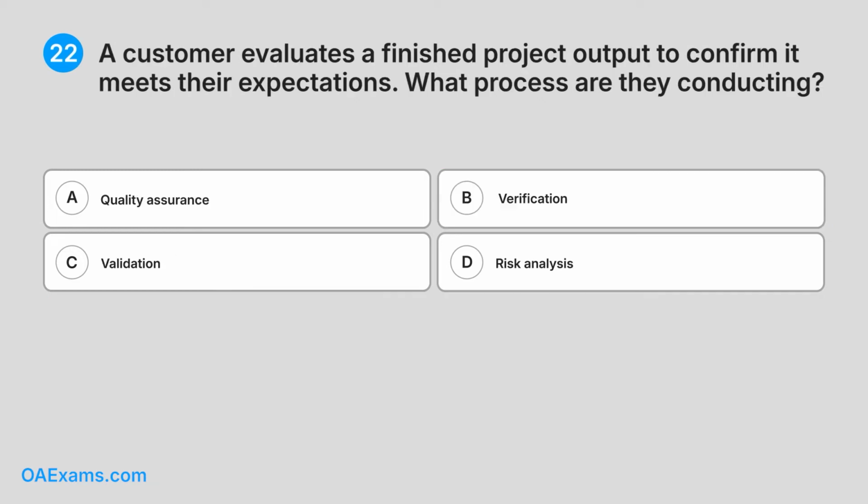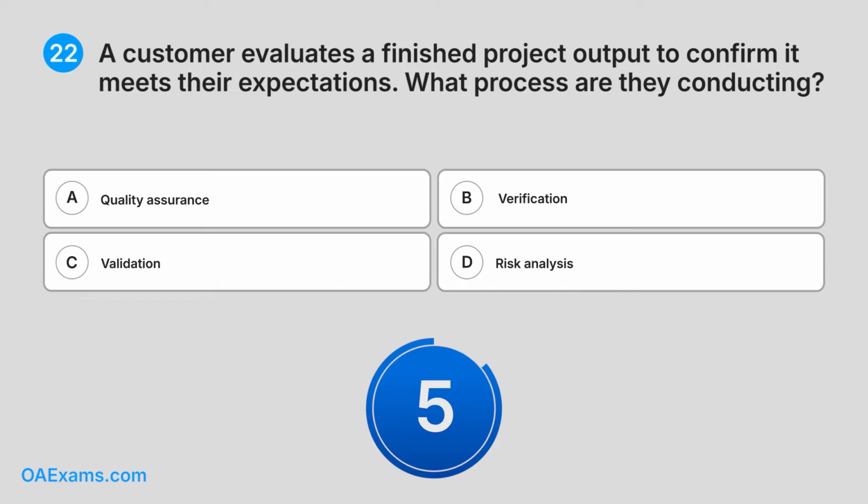22. A customer evaluates a finished project output to confirm it meets their expectations. What process are they conducting? A. Quality assurance. B. Verification. C. Validation. D. Risk analysis. What do you think is the answer?